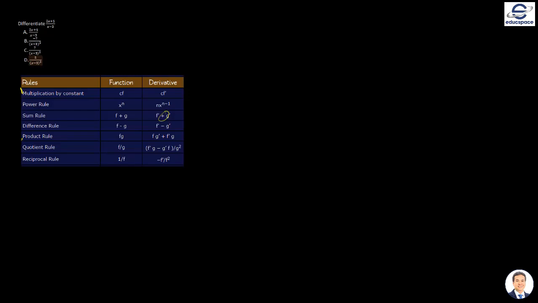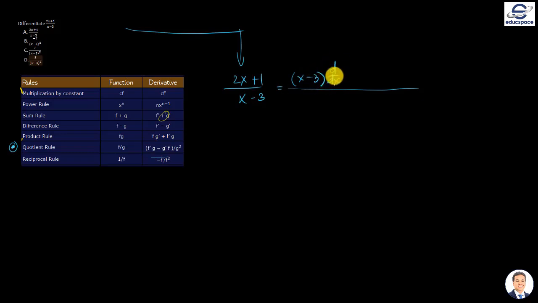So differentiate (2x plus 1) over (x minus 3). So again, this form is a quotient. Okay, so we follow the quotient rule. So here, as we have done in the previous problem, we just follow this format. That is, first write the equation, of course, 2x plus 1 over x minus 3. So in this format, we just first multiply the denominator, that is x minus 3, to the derivative of the numerator, which is 2x plus 1, and then minus here the derivative of the denominator multiplied by the numerator.